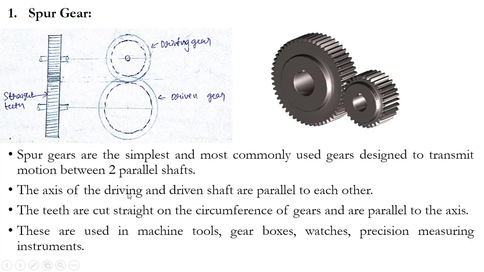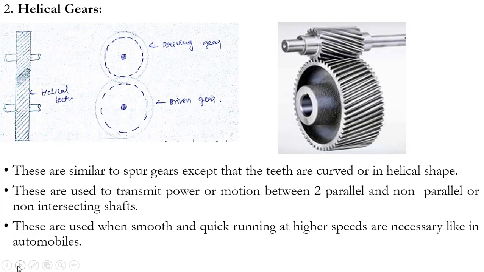Next, you can write that axes of the shafts are parallel to each other. Teeth are cut straight on the circumference of the gear and are parallel to the axis. And where this will be used: machine tools, gearbox, watches, precision measuring instruments. Next, we have helical gears.